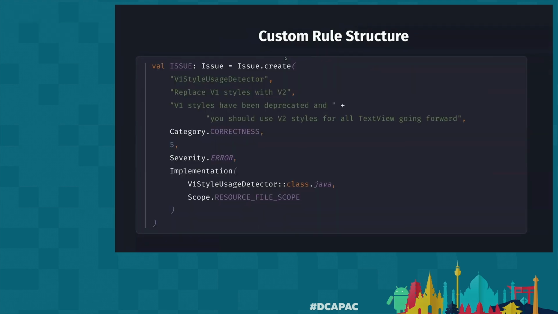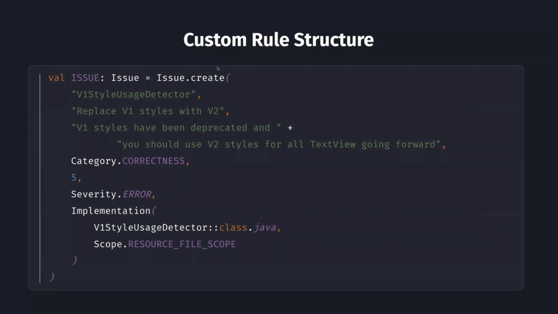Remember how our issue registry had a list of issues? We would be creating one such issue now. To create an issue, you call the static method create on the issue class and pass a bunch of parameters. Let's go through them one by one. The first parameter is the ID of the issue.